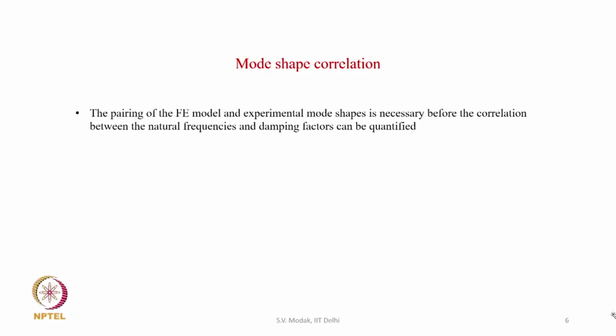So, this pairing of the modes, the correspondence between the modes from the FE model and the experiment, needs to be carried out first, and only then can the comparison of natural frequencies and damping factors of these modes be done, because we need to first identify which mode from the FE model and which mode from the experimental set represent the same mode of vibration of the structure. The comparison of the natural frequency and damping factors for these corresponding modes should then be done. That is why mode shape correlation is necessary before the correlation of natural frequency or modal damping factor can be carried out.